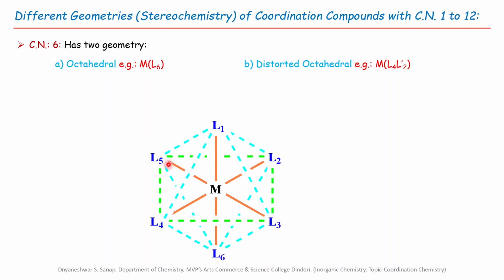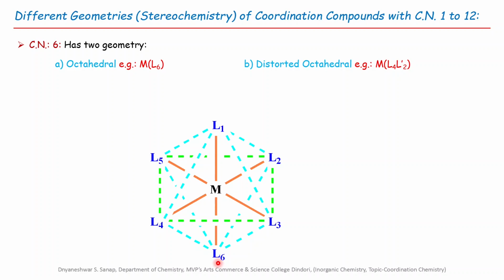Octahedral complex having geometry like this. In octahedral geometry or stereochemistry, the metal atom is present at the center and surrounding it the 6 ligands are attached. Out of these 6 ligands, 4 ligands, that is ligand 2, 3, 4 and 6, are within one plane and form a square. And the remaining 2 ligands are above the plane and below the plane, that is L1 and L6.